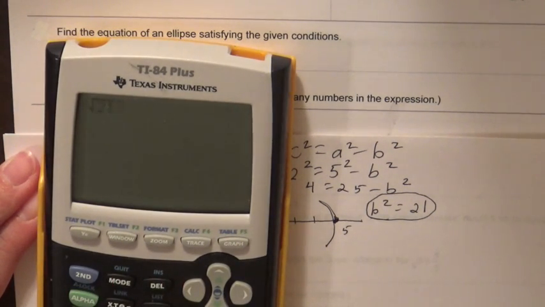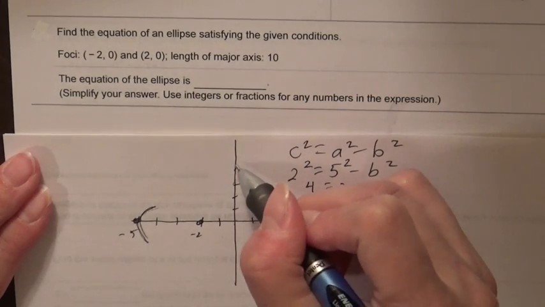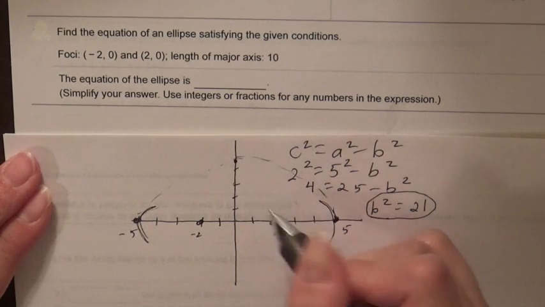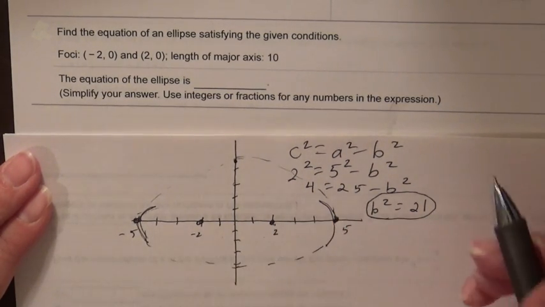What's that? Square root of 21 is about 4.5. So you can draw that up here if you want to and finish it out. But the actual sketch is not required. We have to give the equation for the ellipse.